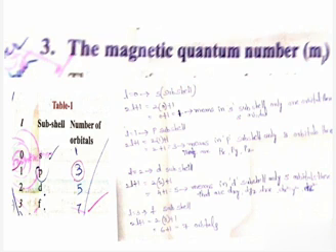Next, substitute L equals 1. L values start from 0, 1, 2, 3, 4 like that, no? We substituted 0, and now what will come?